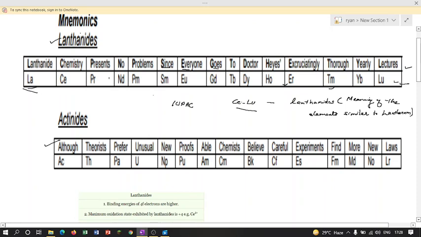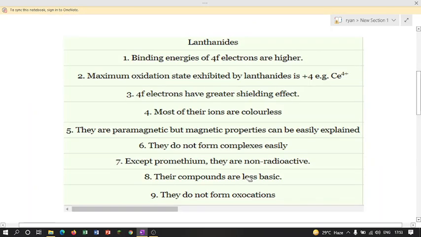Like lanthanides, you can memorize actinides also. So you have to remember this sentence. This is very easy. You have to remember all these points which I am going to explain. Here the first point: lanthanides are characterized by the filling up of the 4f energy level, which is not usually involved in the bonding. Next, the binding energy of 4f electrons is higher.